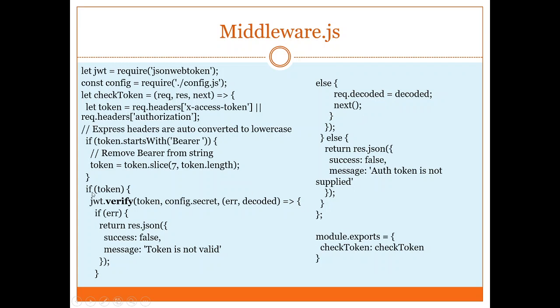If the token is not provided, the else part is: authorization token is not supplied. Okay, so we have created a middleware with the name checkToken, with which we are checking whether the token has authorization, has a bearer. We are removing that bearer and then verifying the token. If the token is right, we are just calling next. If the token is not right, we are providing the error message, authorization token is not supplied or the token is not valid. These are the two rainy day scenarios in this case.